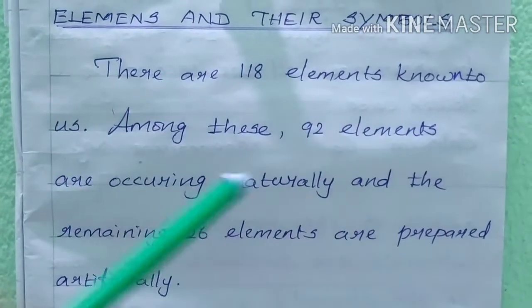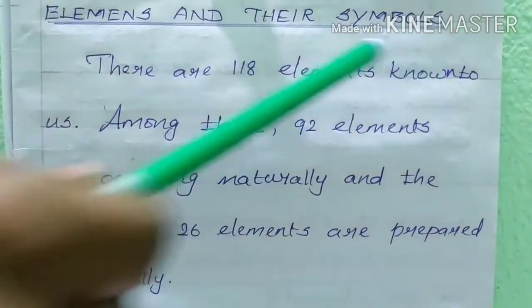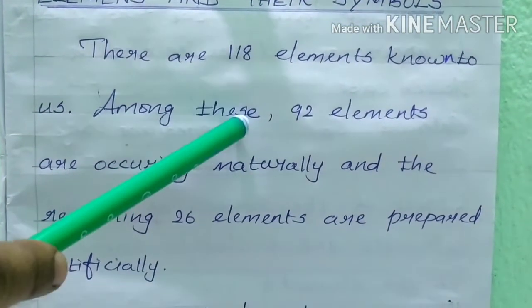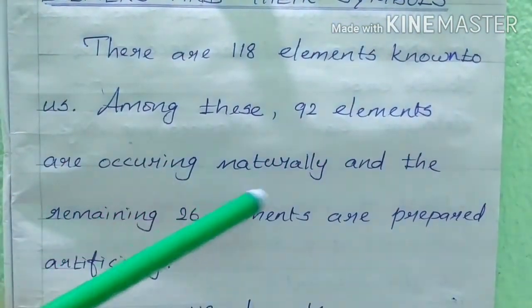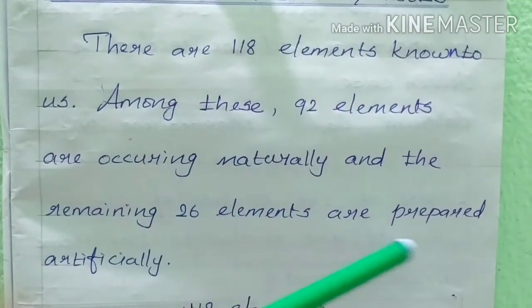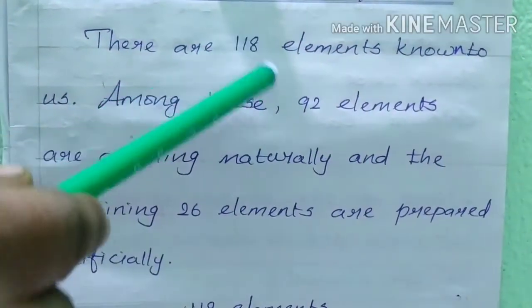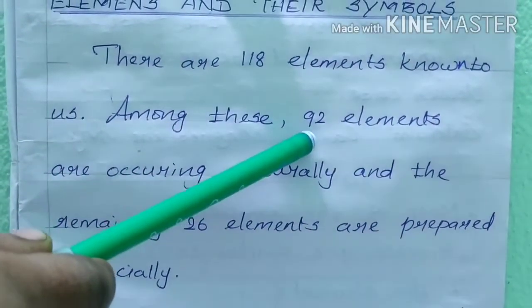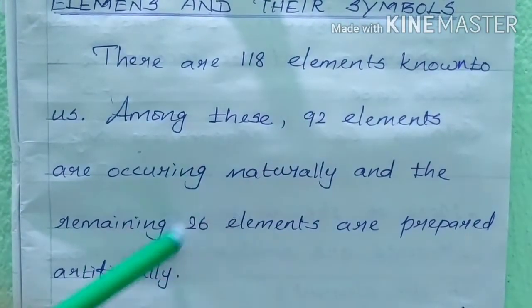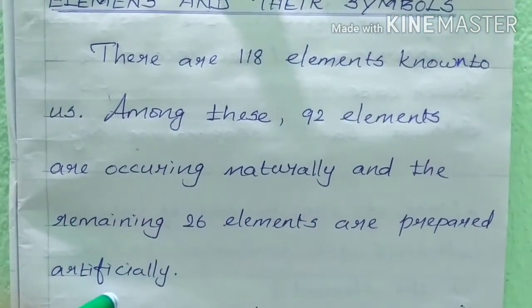Elements and their symbols. There are 118 elements known to us. Among these, 92 are occurring naturally, that is, they are seen in nature itself, and the remaining 26 elements are prepared artificially. That means they are prepared in the laboratory.